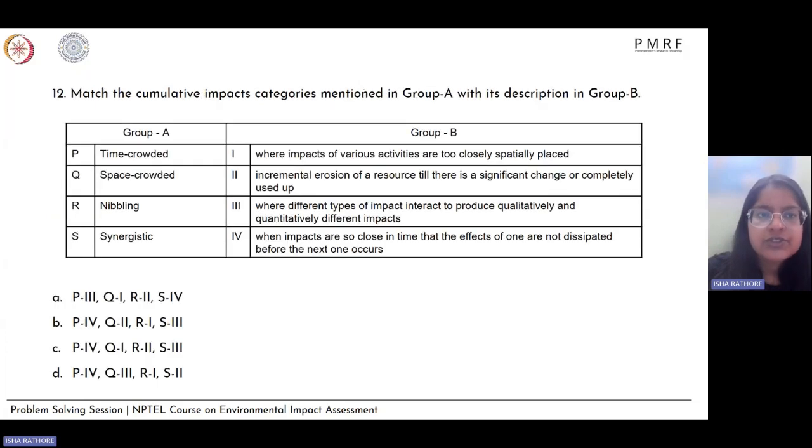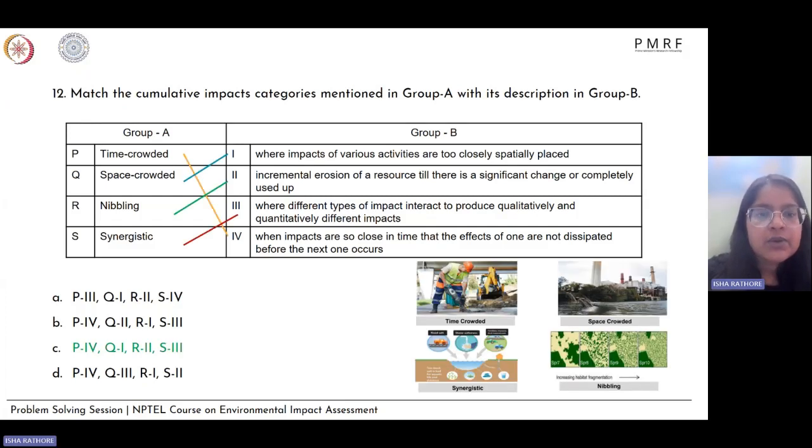Moving on to the next question. Match the cumulative impact categories mentioned in Group A with their descriptions in Group B. So in Group A, we have a lot of categories of cumulative impacts, and in Group B, we have their descriptions. So you need to match Group A with Group B. So the correct answer is C. Time crowded is when impacts are so close in time that the effect of one is not dissipated before the next one occurs. That is two or three activities which are happening simultaneously and are causing different kinds of impacts at the same time. So this is time crowded cumulative impacts.